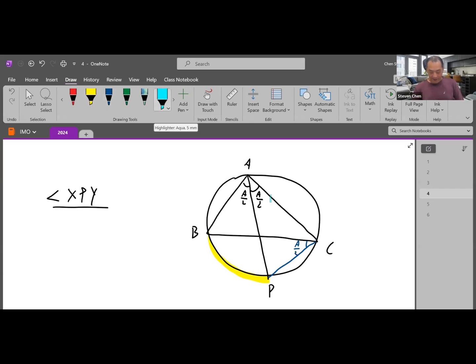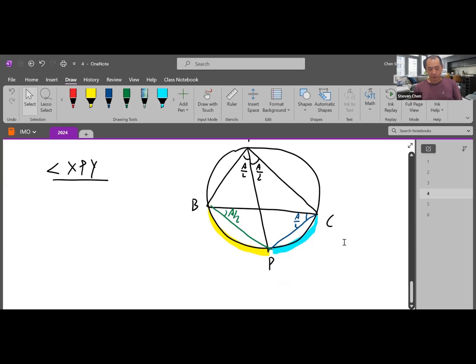And then let's look at arc CP. CP has one inscribed angle, angle CAP, and another inscribed angle, CBP. So they should be congruent. Both of them have degree measure A over 2. So now we have proved that P is the midpoint of arc BC.